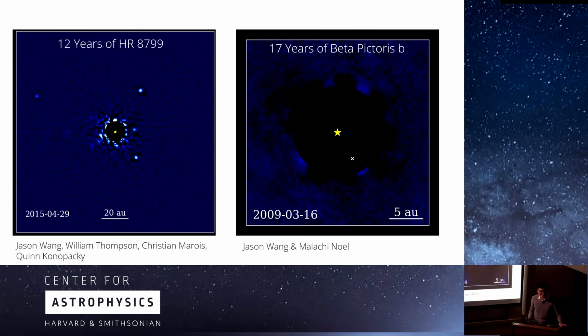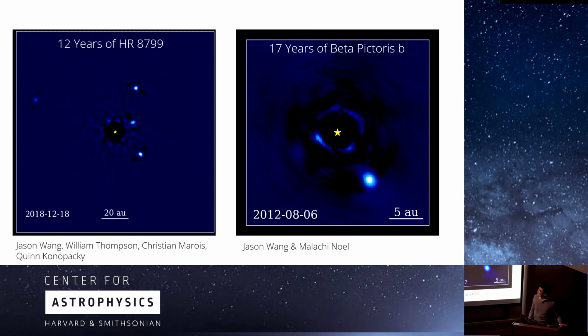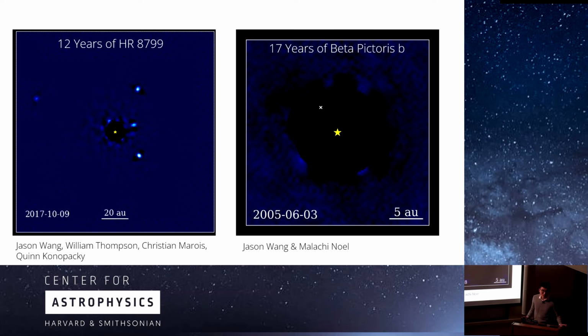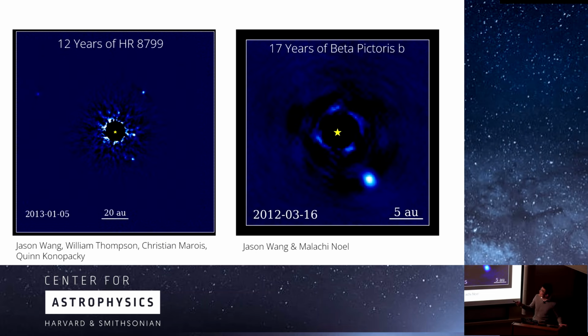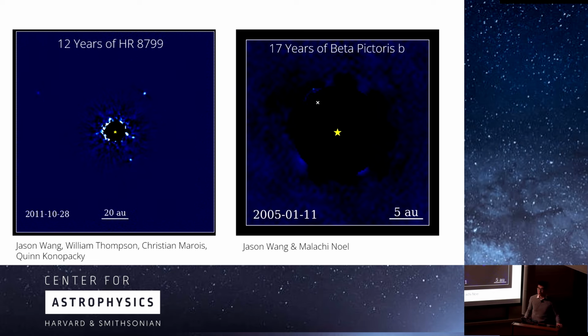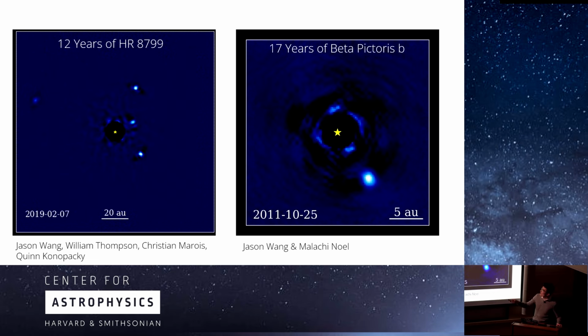And then if we take those images over time, we can actually make time lapses, like Sam mentioned. And these are the longest time lapses of exoplanets we have to date. On the left, this is 12 years of data on the 4 planets orbiting HR 8799. These are all super Jupiters, planets between 5 to 12 times the mass of Jupiter. You can see these 4 planets are orbiting in a near face-on orbit.